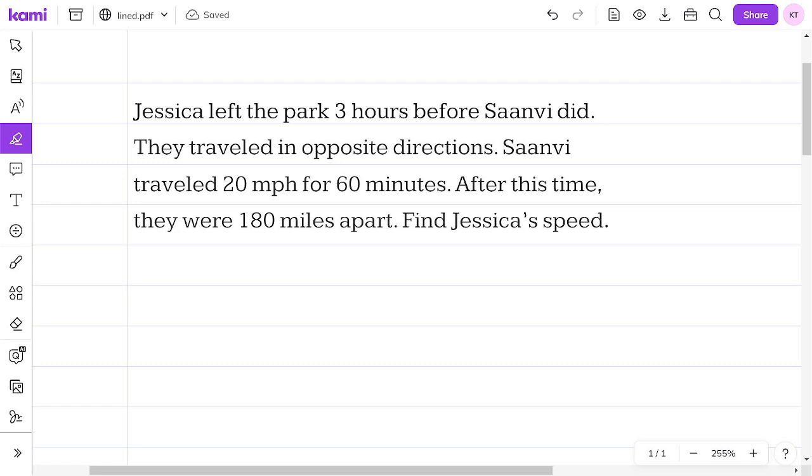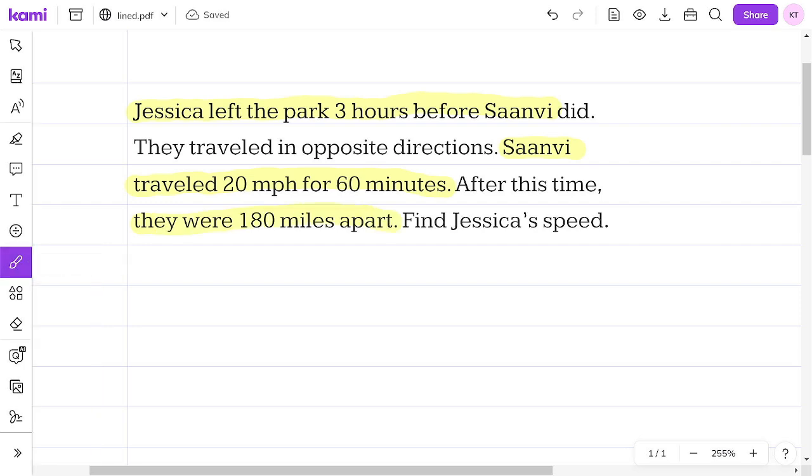So let's go ahead and just dissect the important information here. So that would be Jessica leaving the park 3 hours before Sanvi did. That would be Sanvi traveling 20 miles per hour for 60 minutes. And then after that time, they were 180 miles apart.